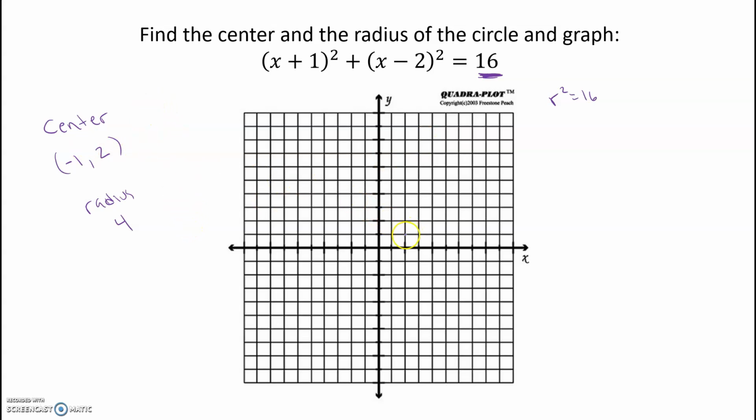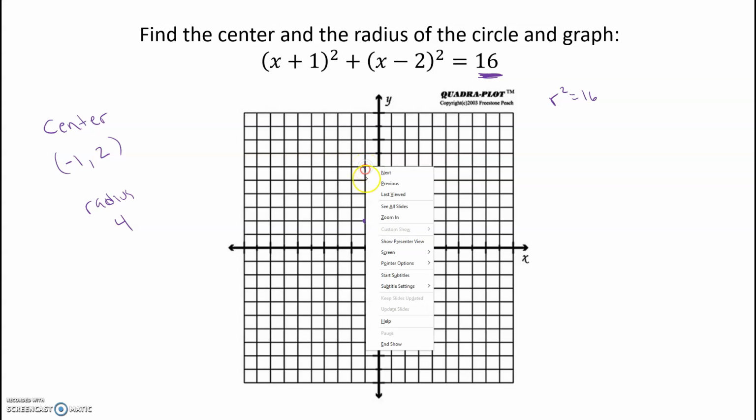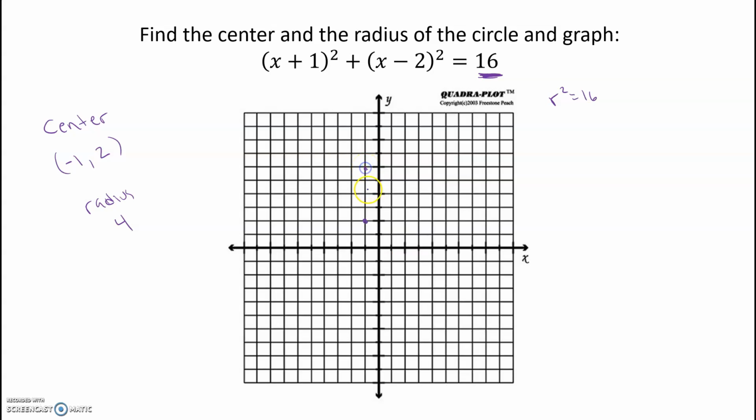So we're going to graph our center, -1, so left 1, positive 2, up 2. And then we're going to count out our radius. Now my advice is just from that center point, count up, down, left, right. Right? So from that center point, up 1, 2, 3, 4. I'm just going to put a little placeholder there because we got to draw a circle.